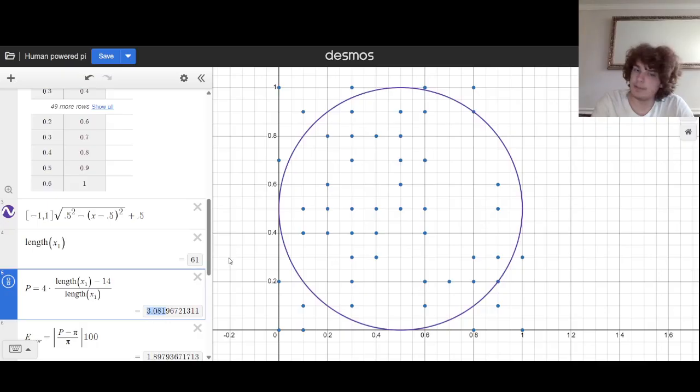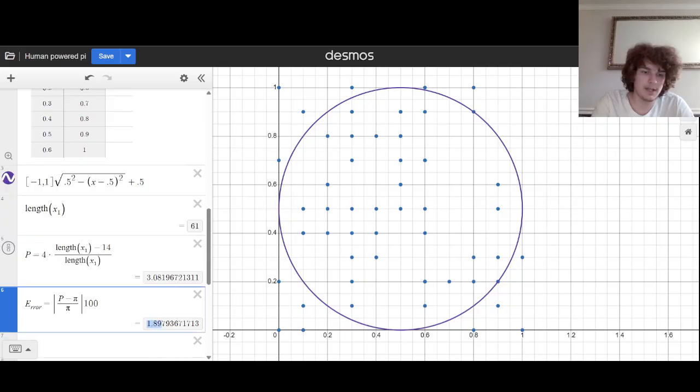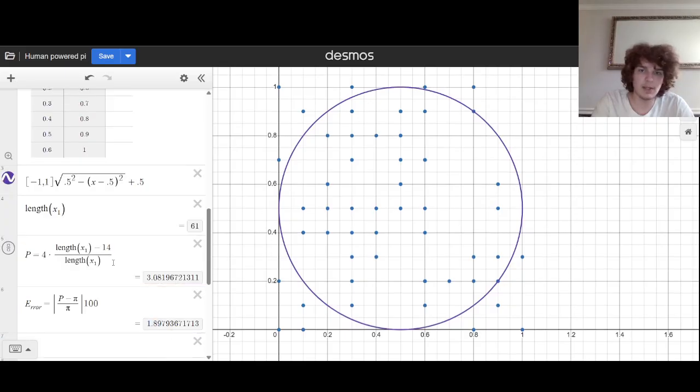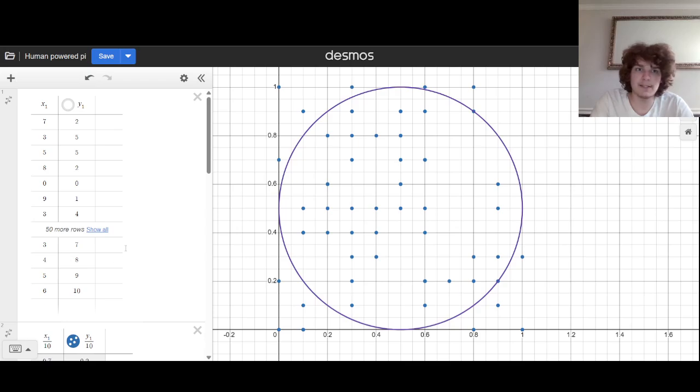and then I got this value for pi, 3.082, which is not bad. It's a 1.9% error. Actually really good, considering it was just powered by people guessing random numbers and then me drawing a circle and then dividing. That's, for pi, that's insane.